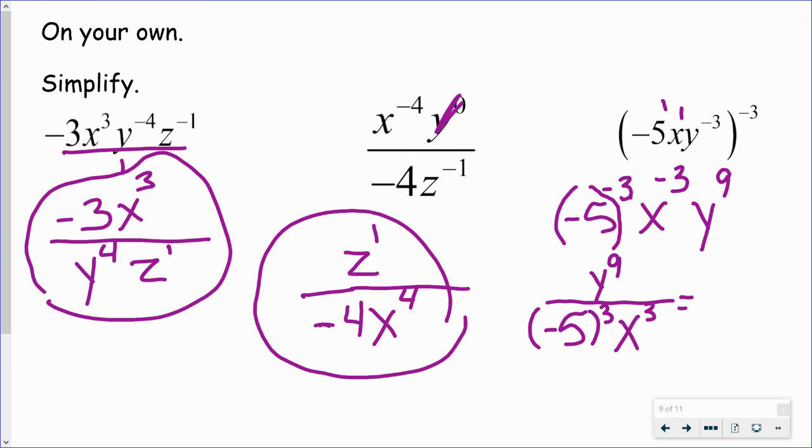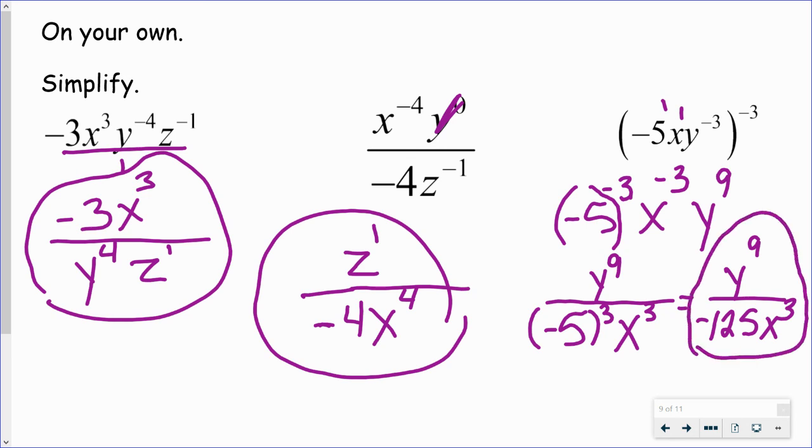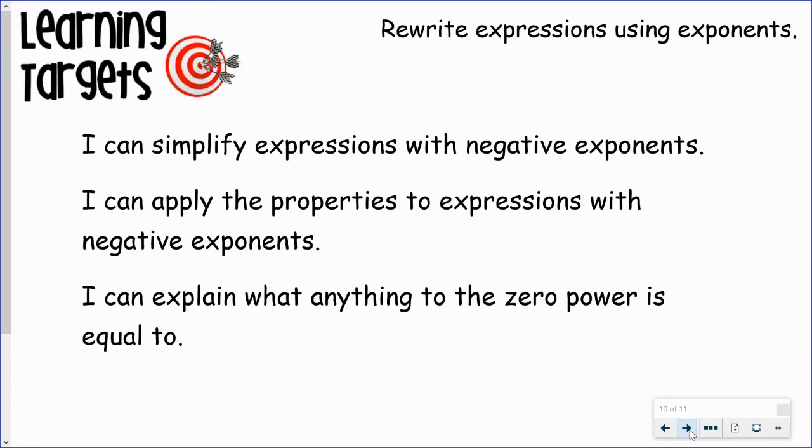Now, I do have that -5. That's a number. I need to figure out what that is as an actual number. So in your calculator, you would use the parentheses, and that actually gives me -125. Now, you can put that 125 attached to the 5. You could also put it out front if you wanted to. That's both. You just can't put it in multiple places. Then things cancel out. So again, just a reminder of what we wanted to learn today.